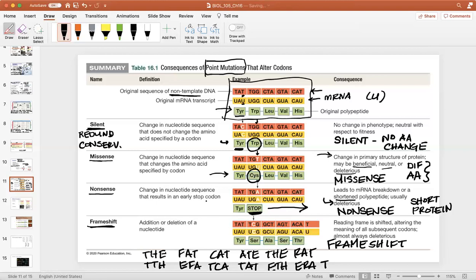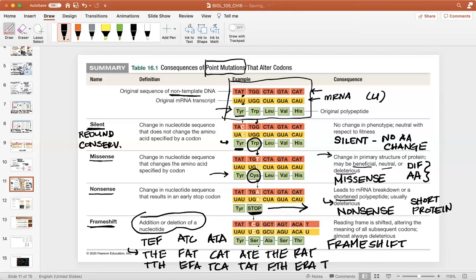If I accidentally deleted a letter, that would be a problem too. What if I got rid of this letter H? Then suddenly my frame would be this. All of this makes no sense whatsoever, does it? You guys can play with this all you want to. So a frame shift is when you have the addition or deletion of a nucleotide, and it shifts all of the reading frames to different triplets, just like I showed you here. The result is basically a bunch of gobbledygook that doesn't make any sense.